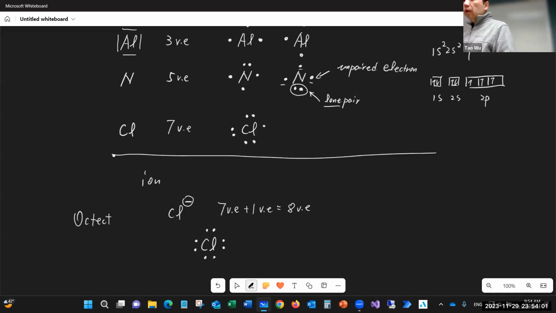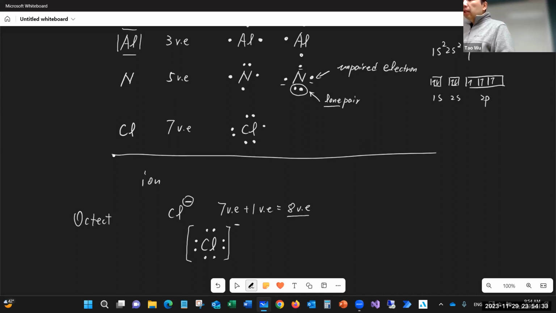Octet rule. Okay. So for this one, we write 8 electrons. Then you need to write a bracket and put the charge on the outside. This is the difference between the chlorine element and the chloride ion. Chlorine has 7 dots. Chloride has 8 dots. Since it gains 1 more dot, it has a negative charge shown over there.